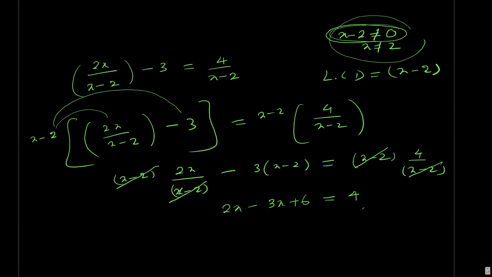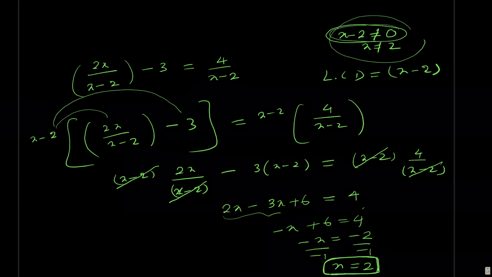So 2x minus 3x is negative x, plus 6 equals 4. So negative x equals 4 minus 6, which is negative 2. And when I divide by negative 1, I get x equals 2, right?